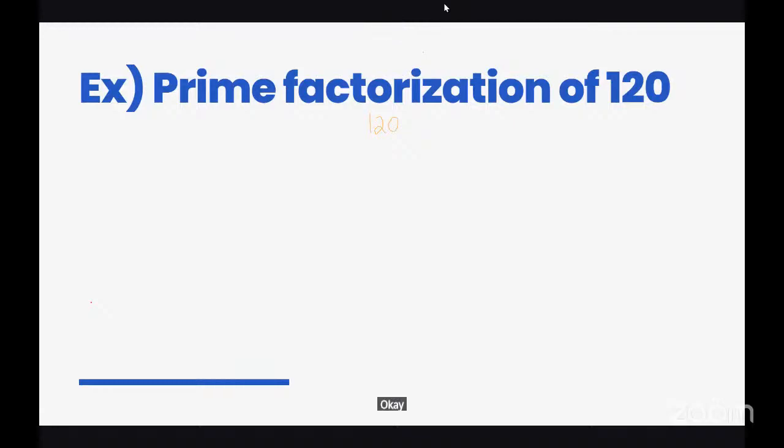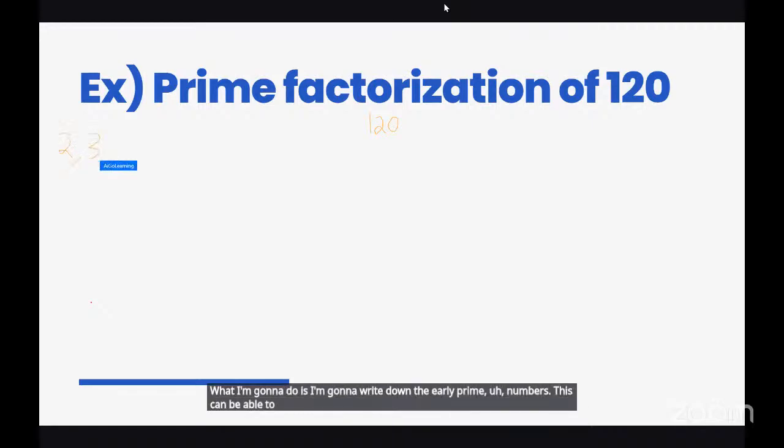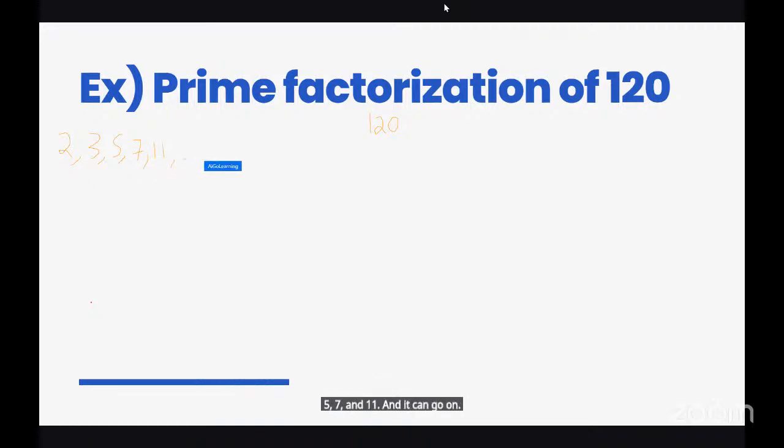Okay. So what I'm going to do is write down the early prime numbers. This can help. So 2, 3, 5, 7, and 11, and it can go on. What I want to do is see what numbers I could break down 120 into.